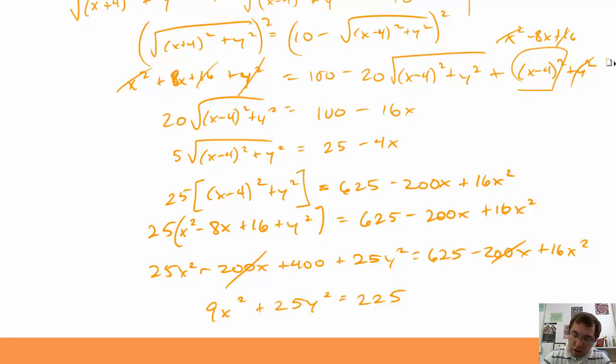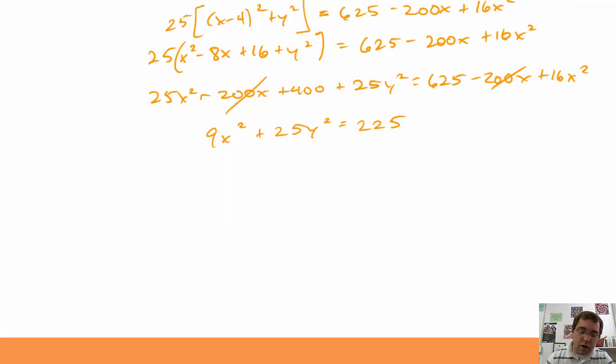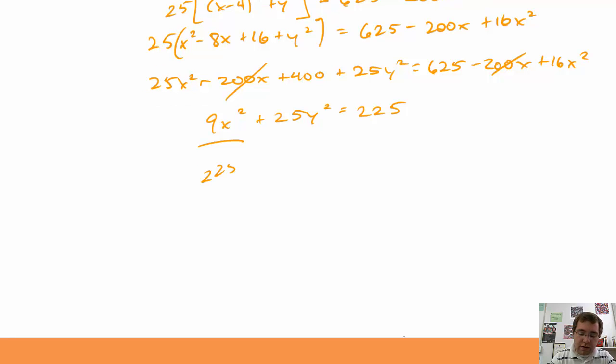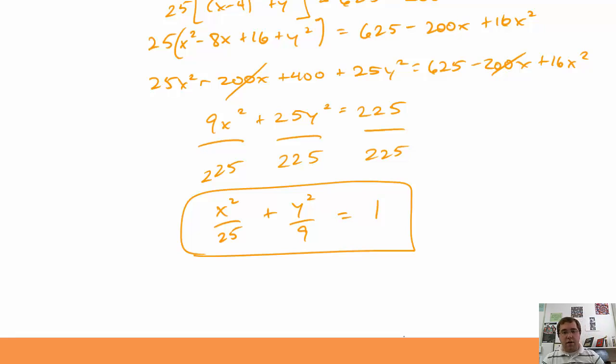Okay. What we're going to do with that is divide everything by 225. So the 9x squared I'll divide by 225, the 25y squared I'll divide by 225, and the 225 on the right-hand side I will divide by 225. Okay? 9 goes into 225 25 times. So this is x squared over 25 plus y squared over 9 equals 1. And that is the equation of my ellipse.